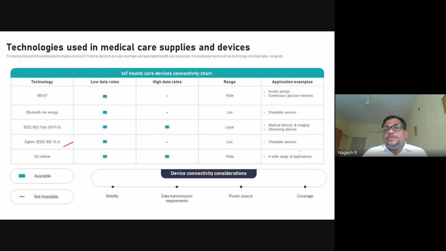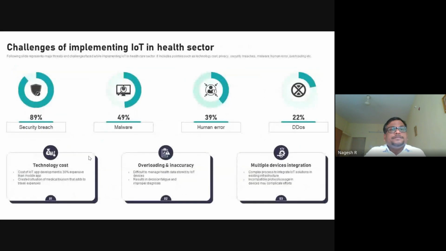Zigbee is a technology which is used by wearable sensors. Again, 5G and cellular have a varied range of applications.